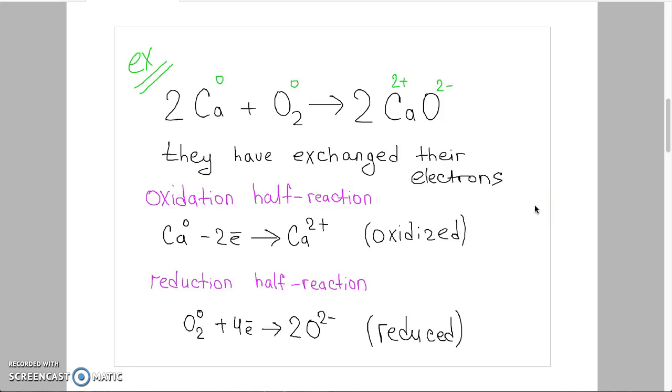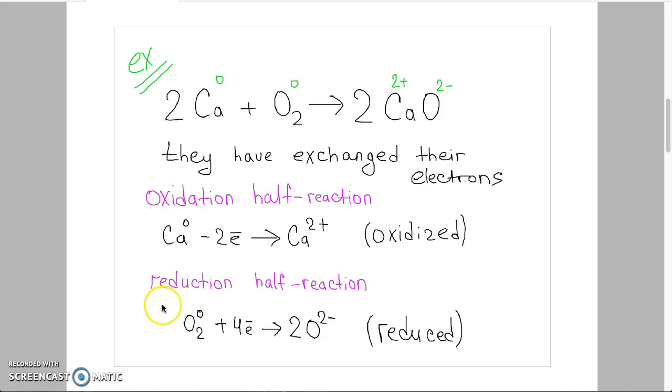During the redox reaction between calcium and oxygen, two processes took place. One is the oxidation, the second one is the reduction. Let's write them. First one is the oxidation half reaction. It says that calcium was 0 and becomes +2. What does it mean? It means that calcium has given 2 electrons, and calcium was oxidized.